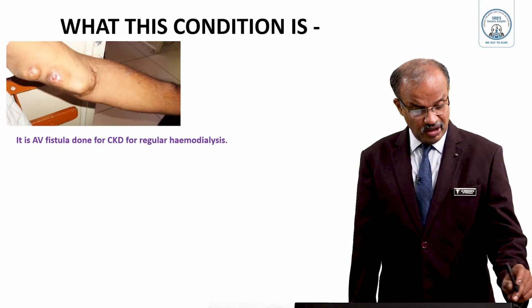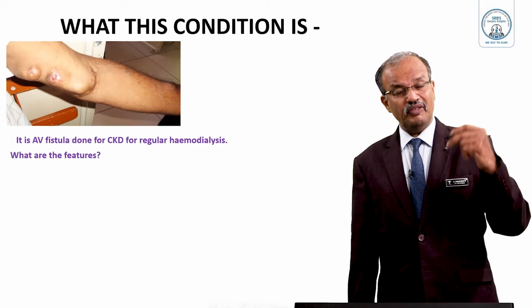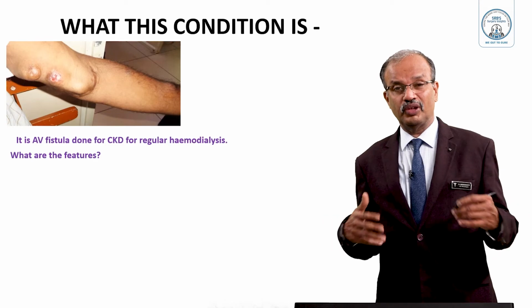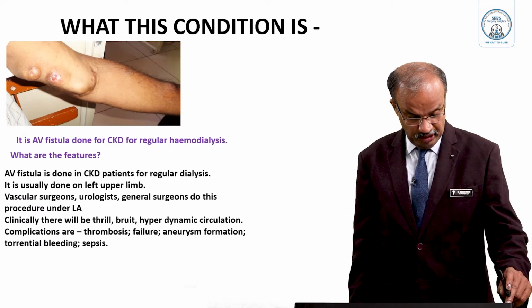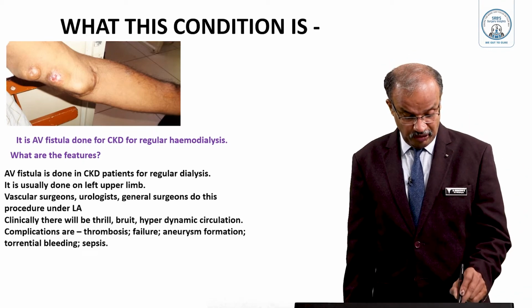So that is why you have to remember as a clinician how exactly it looks. Left hand is a common site. If left hand fails, then the right side they will do, and a different location they will do. What are the features? CKD patient for regular dialysis, usually done in the left upper limb. This point is very important.